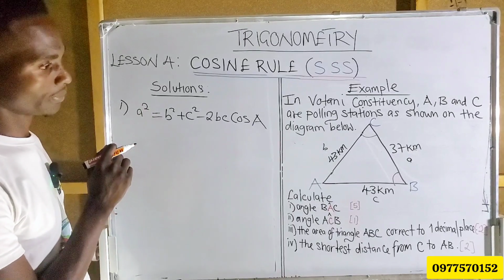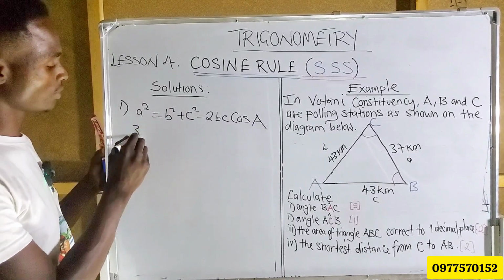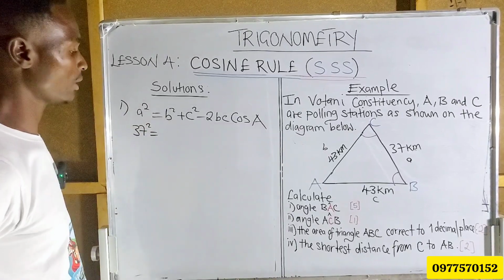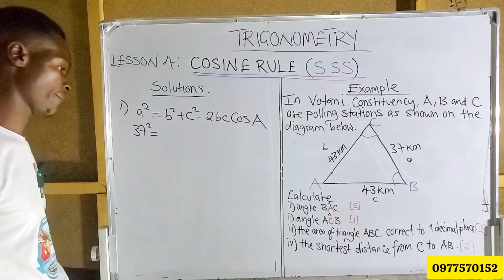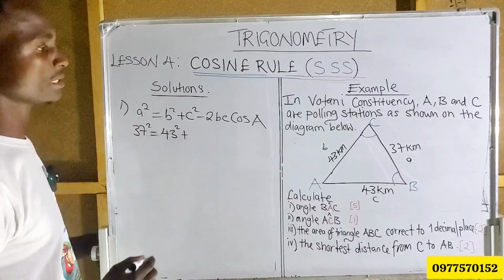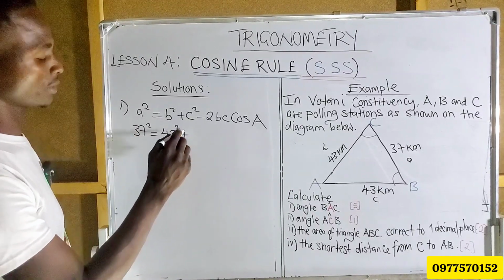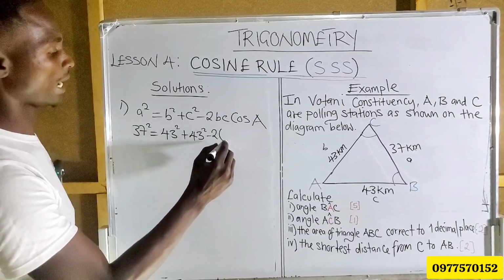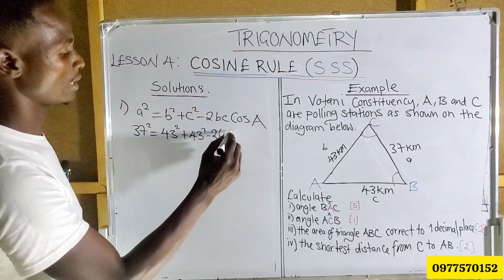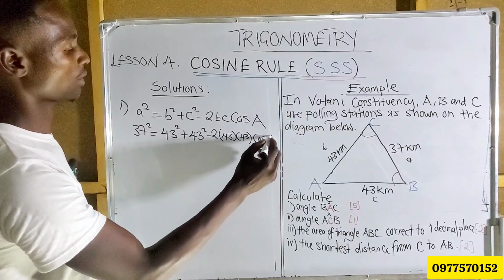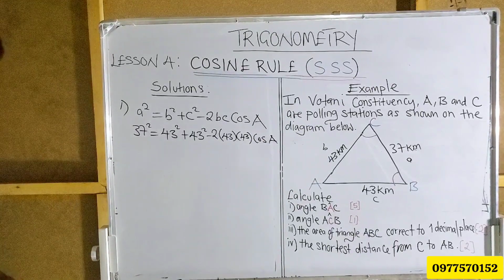What is A squared? What is A? A is 37, so this one would be 37 squared, is equal to, what is B? B is 43, okay? So we're going to write 43 squared plus, what is C? C is also 43, so 43 squared minus 2 times B is 43 and C is also 43, cos angle we don't know. It's the one we are calculating.